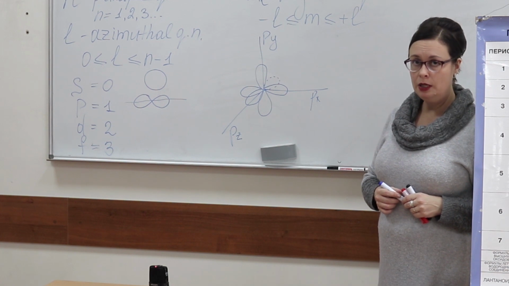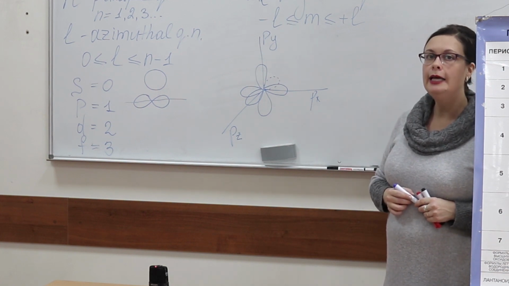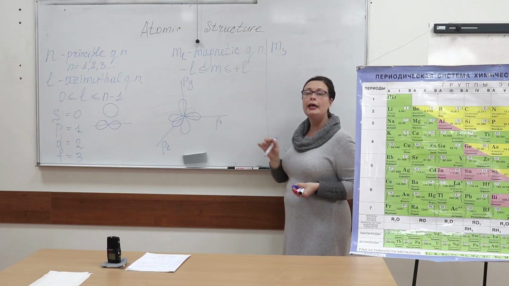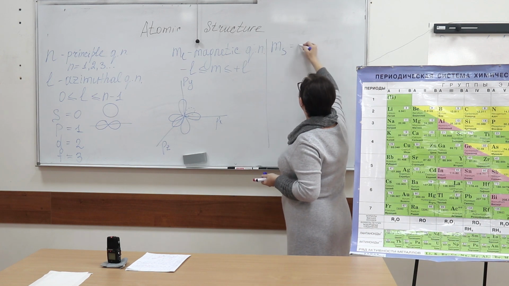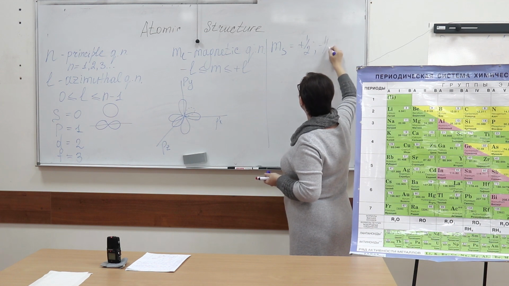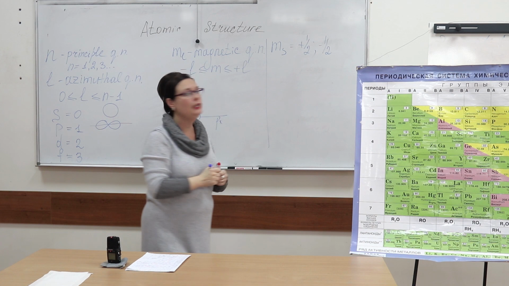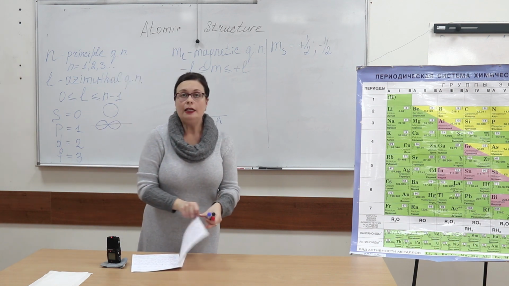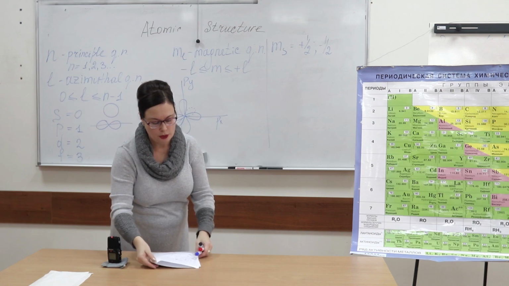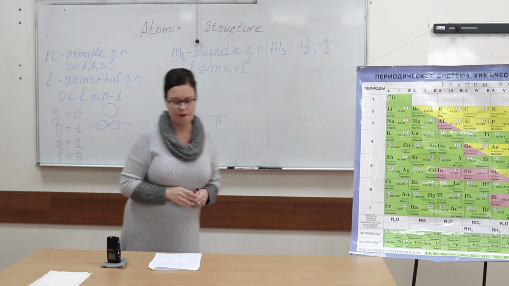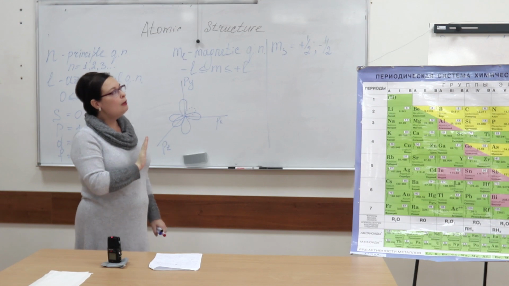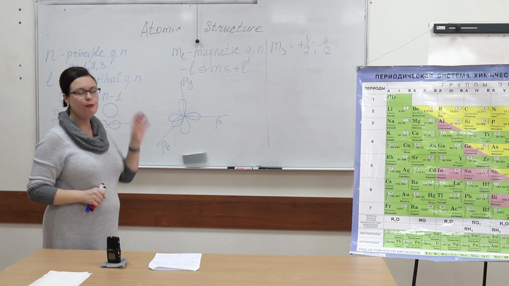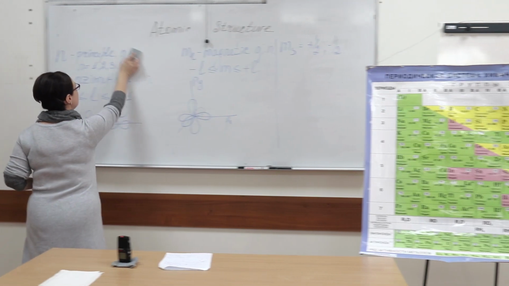And the last quantum number, which shows the position of the electron in the atom, is the spin quantum number. Spin as rotation. The spin quantum number can take only two values, plus half or minus half. And it expresses the type of rotation, spin up or spin down. Why this quantum number is necessary, we'll discuss a little bit later. If we talk about the distribution of the electrons on the orbitals, we need to remember three important principles. The first principle is the Bohr principle.